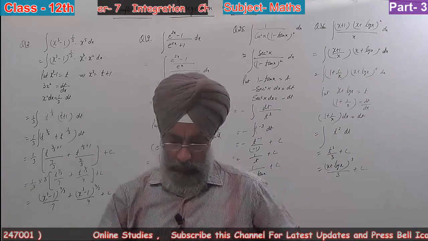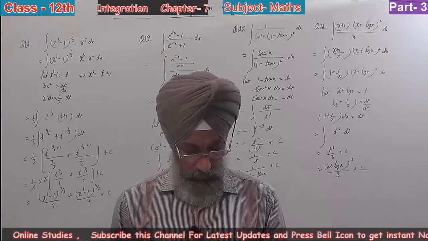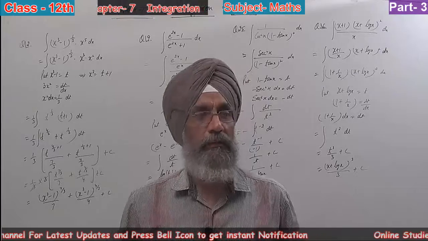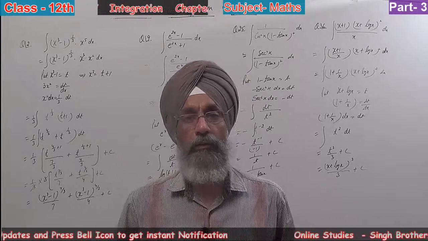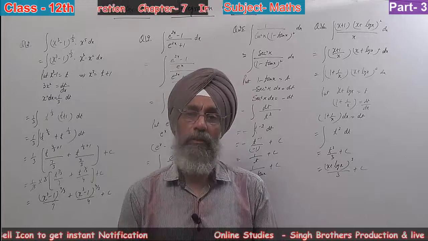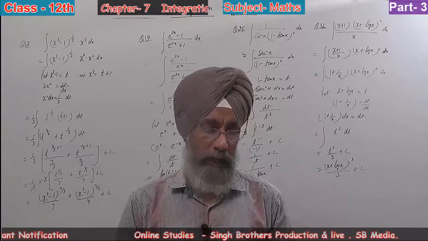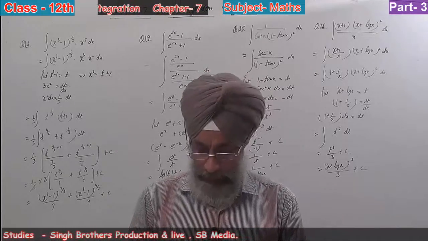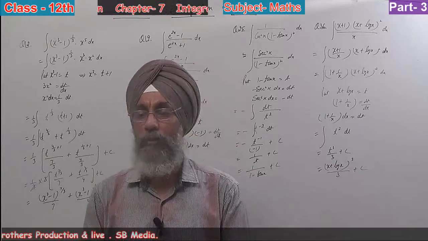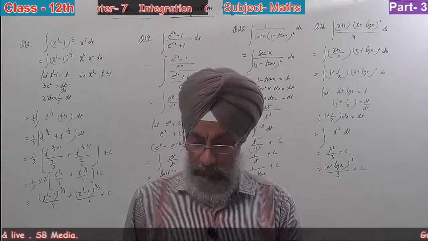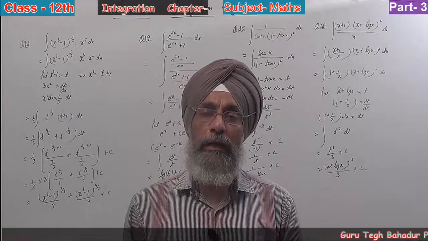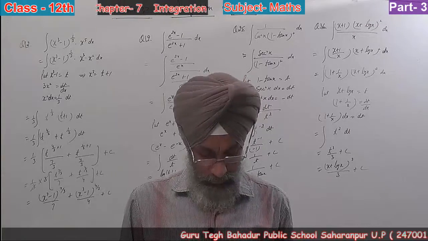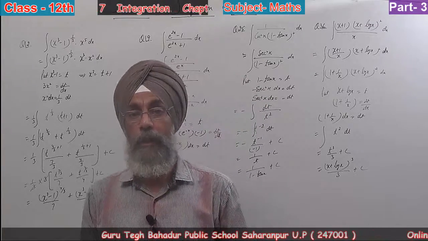In this way you can do the questions of this exercise up to question 39. You must complete this exercise 7.2. In the next lecture, we begin with some trigonometric identities. But before that, you have to revise all the formulas and identities you did in trigonometry in class 11th, because we use those identities in these questions. So you must revise and get prepared, so that in the next lecture you can easily understand the formulas and identities I am applying in the questions. Complete your exercise 7.2 and revise all the trigonometric identities.